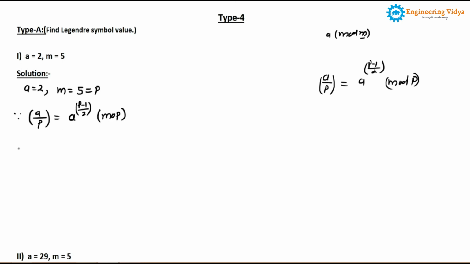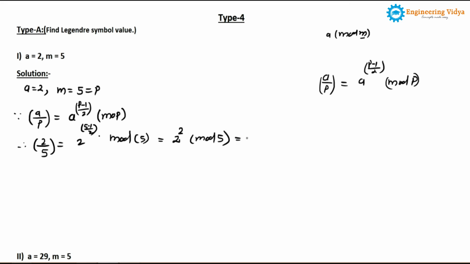Since here a is equal to 2 and m is equal to 5, or m is nothing but p only, we have to calculate the Legendre symbol of 2 and 5. So this is equal to 2 raised to p minus 1 divided by 2 mod p, and p is equal to 5. So 5 minus 1 will be 4, and 4 by 2 will be 2. So here we have to calculate 2 raised to 2 mod 5.